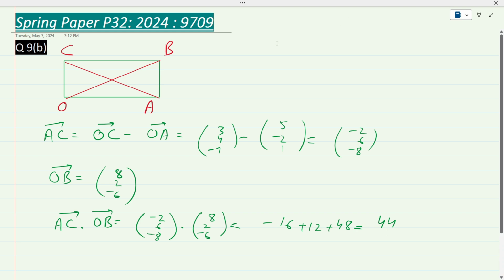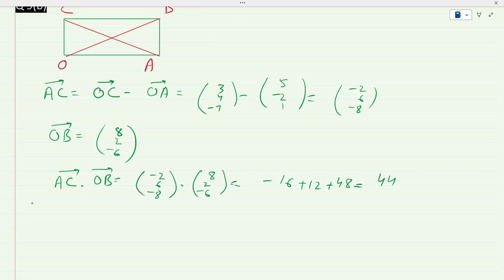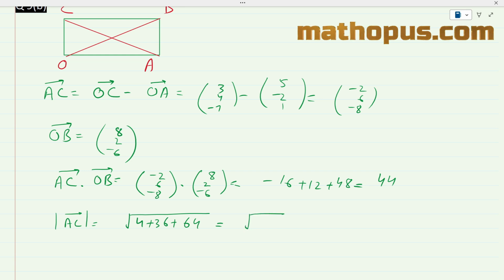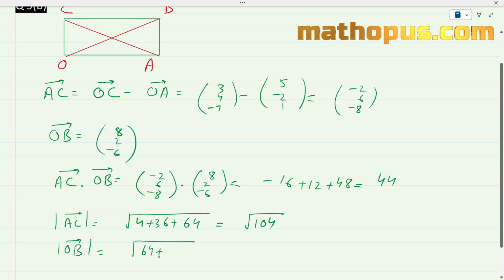Let's find their magnitudes, AC magnitude and OB magnitude. The AC magnitude would be the square root of x squared plus y squared plus z squared. So it is 4 plus 36 plus 64, which is 104. Then the OB magnitude is 64 plus 4 plus 36, which is equal to 104.